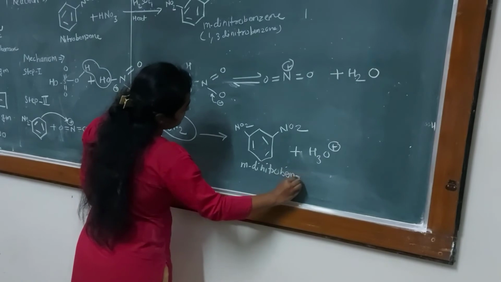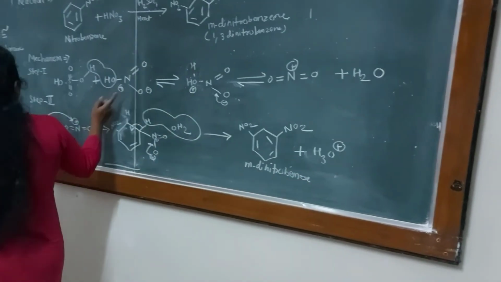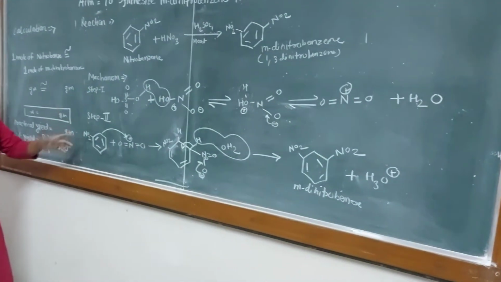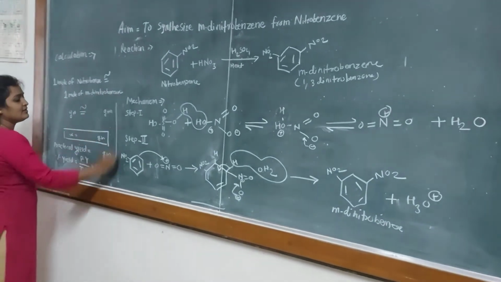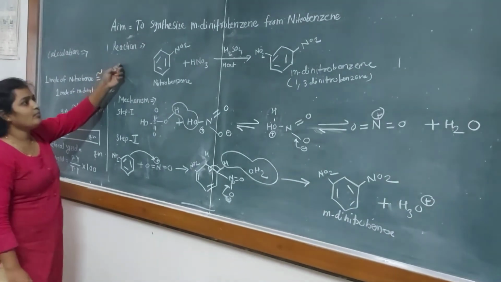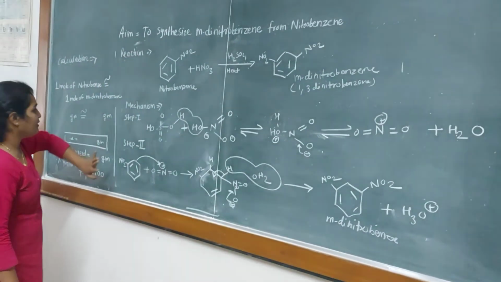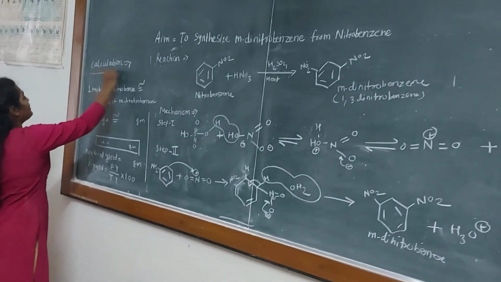This forms meta-dinitrobenzene. It is an electrophilic aromatic substitution reaction. This is the mechanism and reaction of meta-dinitrobenzene. The next one is the calculation part.